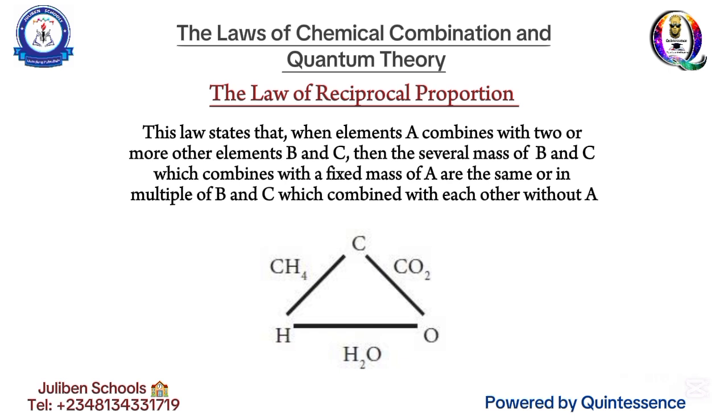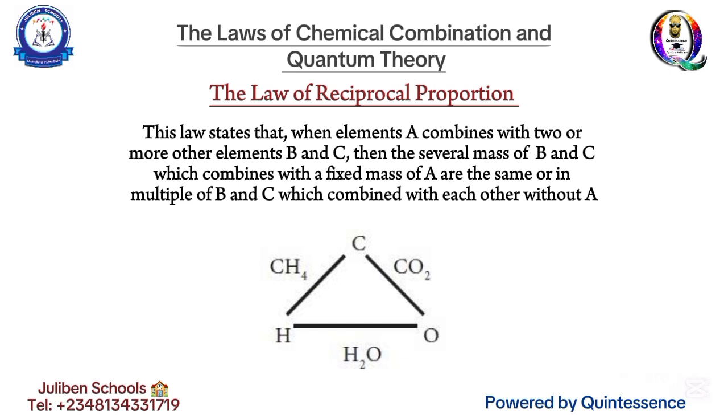That simply means that the masses of hydrogen that combine with carbon and the masses of oxygen that combine with carbon are in the same ratio or multiple ratio as when hydrogen will combine with oxygen without including carbon. That is what the law is saying. And the best way to do that is always to put them in the ratio of their masses.